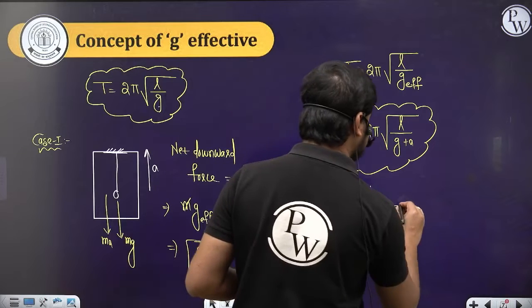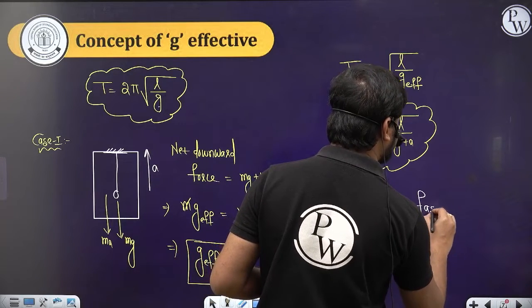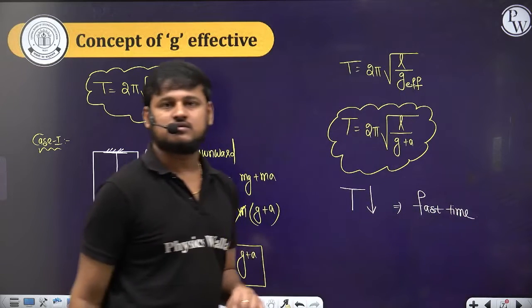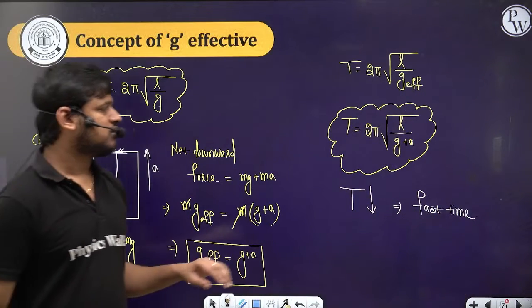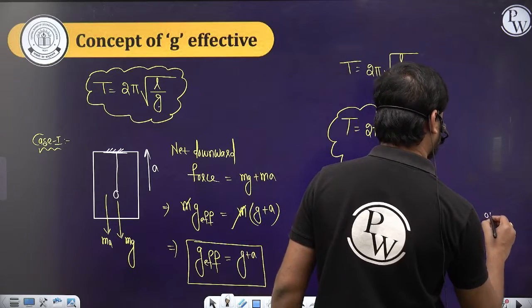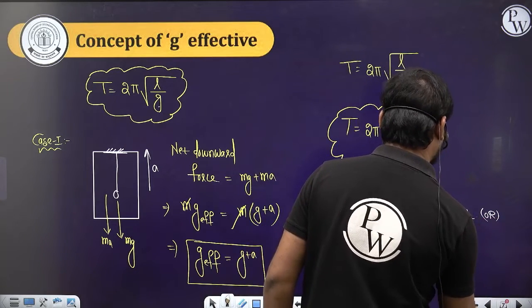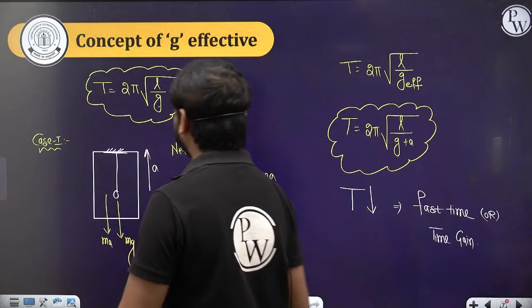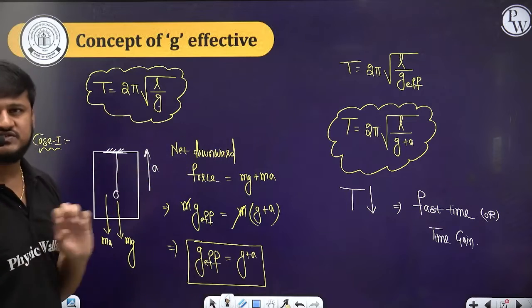So that means this is a fast time. If the time period decreases, it means it's a fast time. Yes or no? So time gain takes place. Here we call it time gain takes place. Understood guys this part? So the concept of g effective.